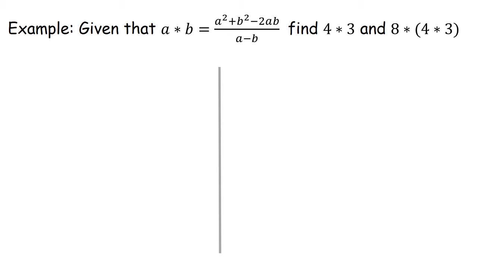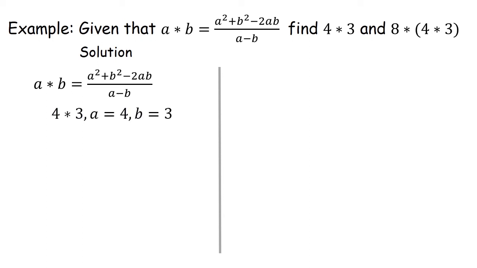Another example: given that a star b is equal to a squared plus b squared minus 2ab, divided by a minus b, find 4 star 3 and 8 star, open bracket, 4 star 3, close bracket. So we shall begin with 4 star 3. There is our formula that we are going to use.